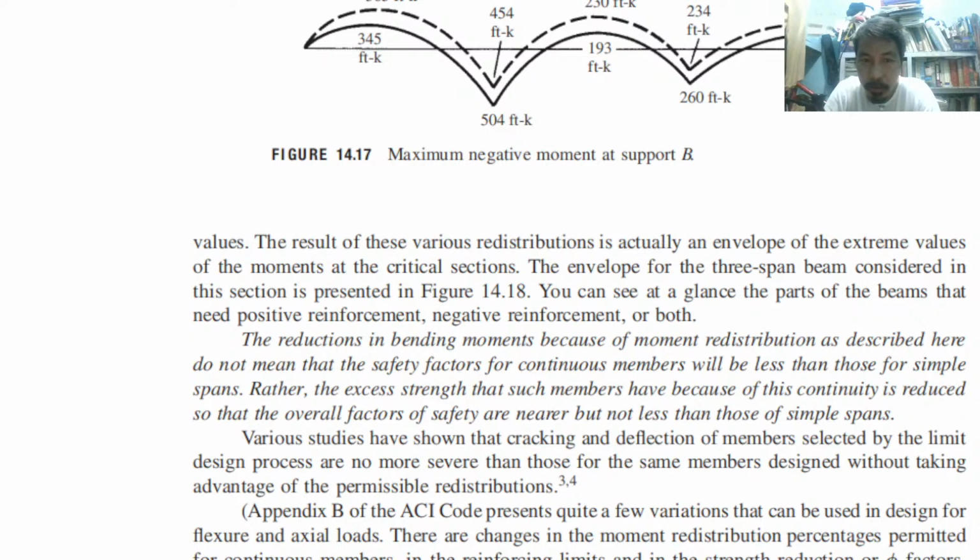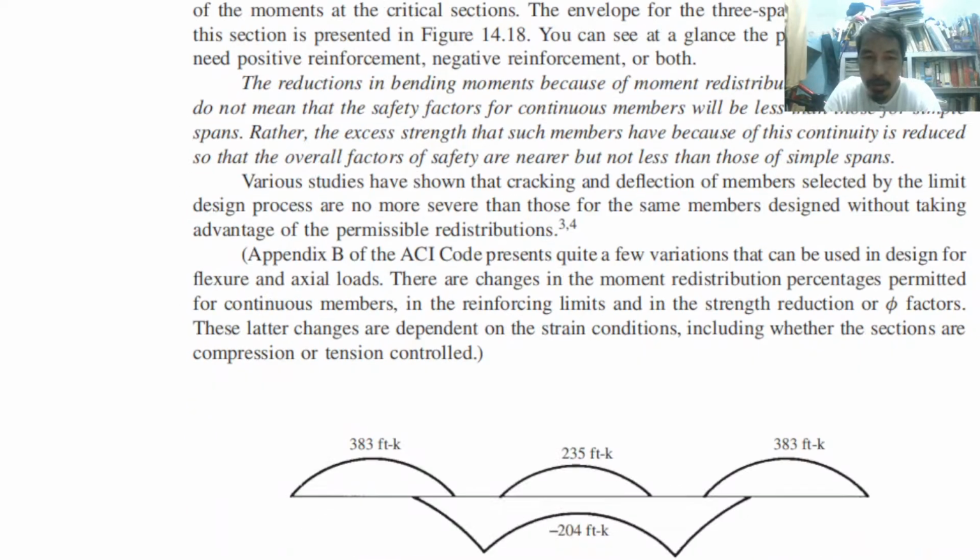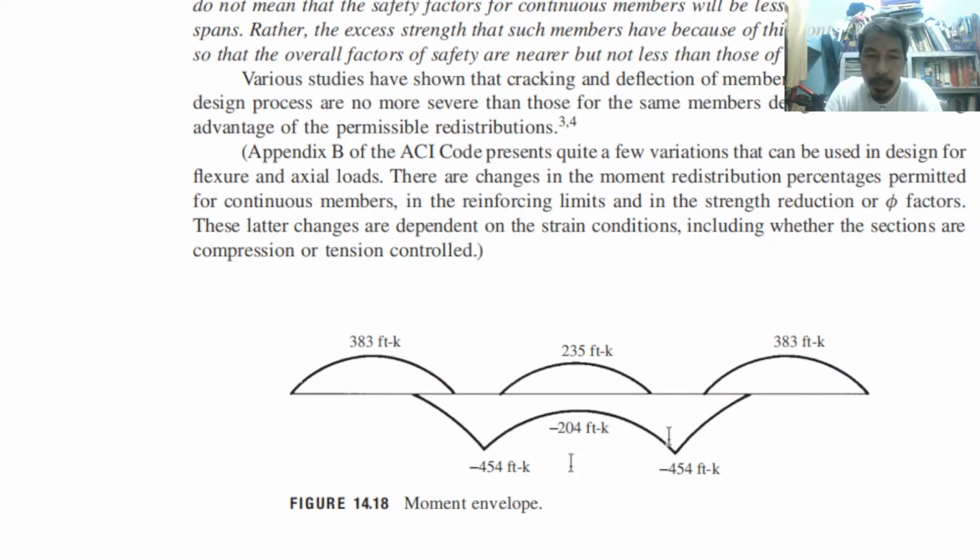So the result of this various redistribution is actually an envelope of extreme values of moments at critical sections. The envelope for the 3-span beam considered in this section is presented in here. So this is the envelope. What do we mean by envelope? The envelope has the minimum and maximum. Maximum are those values greater than the horizontal, and minimum are those values less than the horizontal.